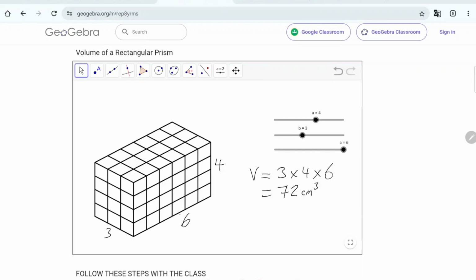So that's all there is to the volume, multiplying the length, width, and height.